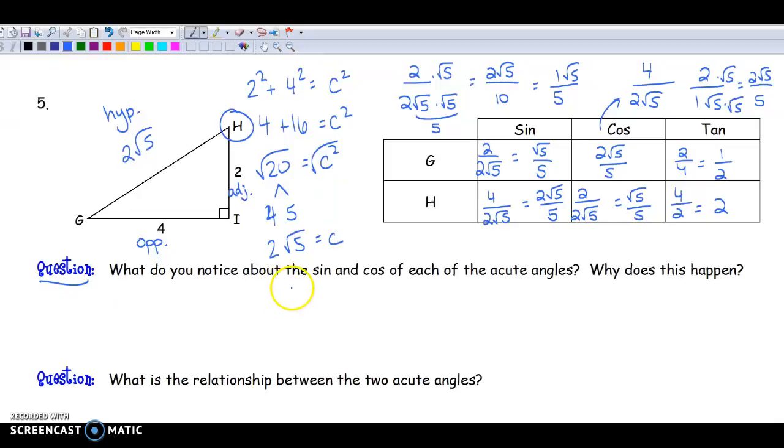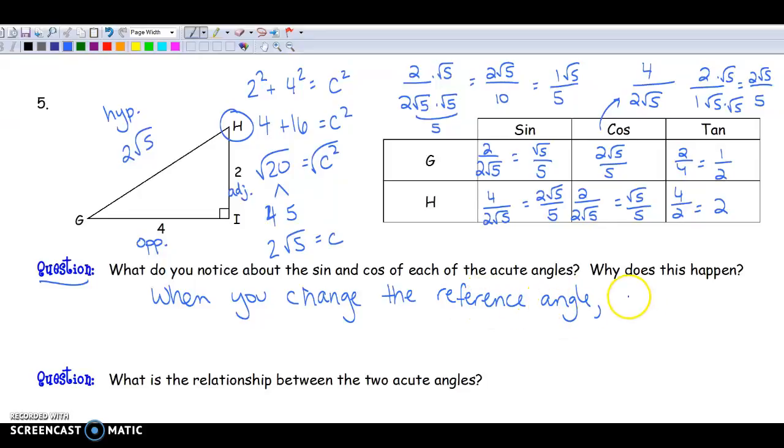Question, it says, what do you notice about the sine and cosine of the acute angles? So if you notice, these guys were pretty much the same thing. The sine up here was the cosine down here. The cosine up with angle G was the sine for angle H. So they're pretty much the same, except they're switched. So that's what we're going to write. When you change the reference angle, so going between like G and H, when you change the reference angle, the sine and cosine switch.